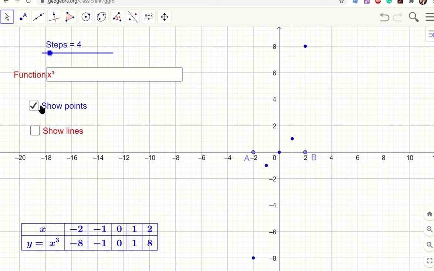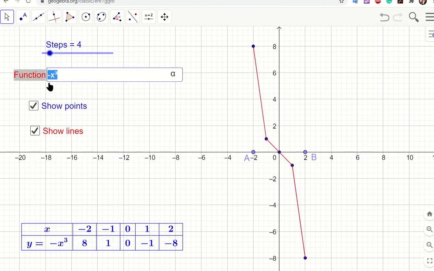I've also got the ability here to select lines. So let's imagine we had straight lines between those points. And you know that it's going to be a lot more curvy than this, but this is the basic shape of a perfect cube. And if I switch to minus x cubed, you can see it's the same shape, but y is growing in the opposite direction.